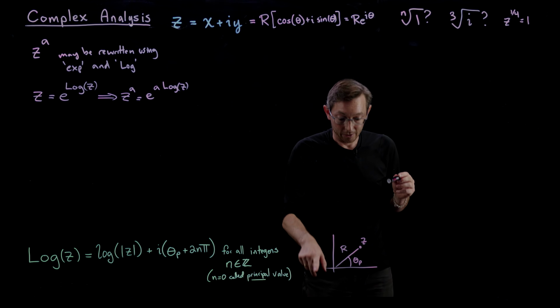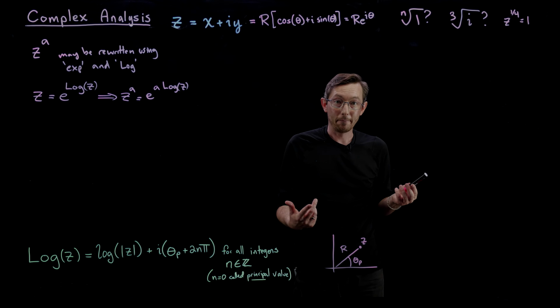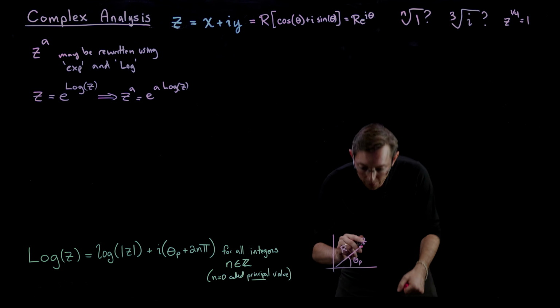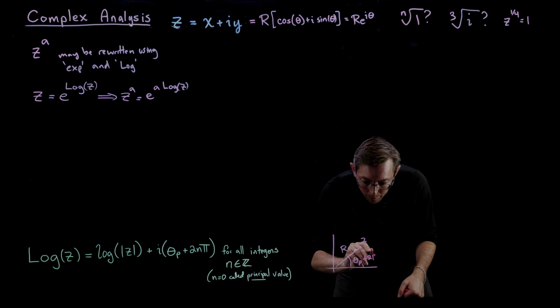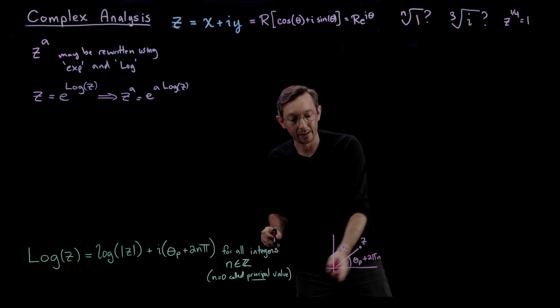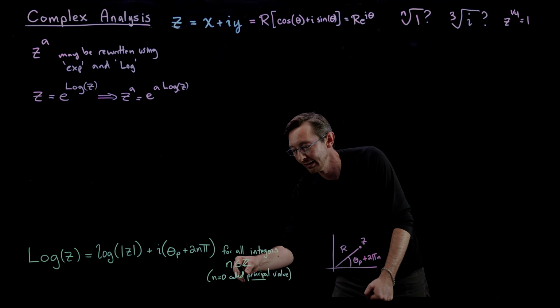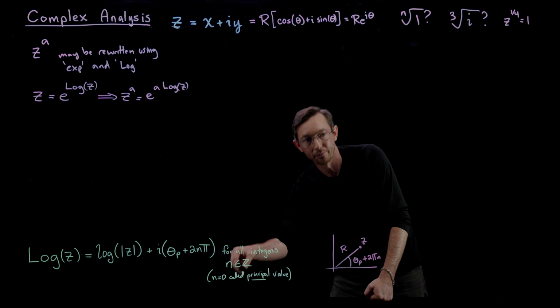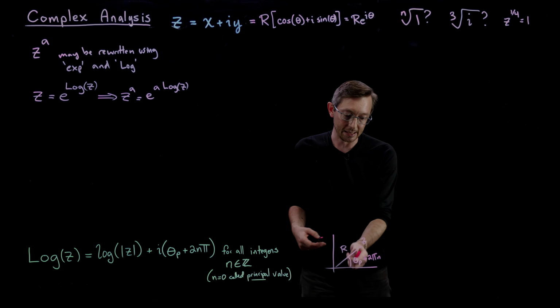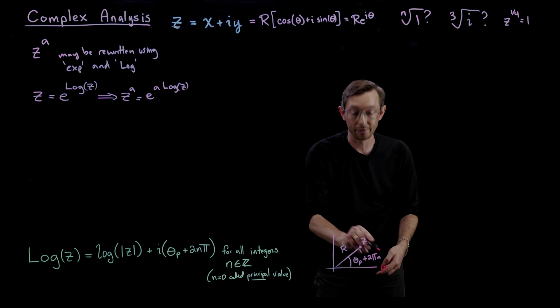If I add another 2 pi to that theta, it's exactly the same point. So plus 2 pi n is exactly the same point as long as n is an integer. When we say n is an element of the integers, this is just a math way of saying n is an integer, then this z could be defined using any of those angles.